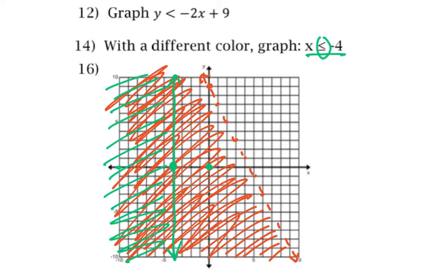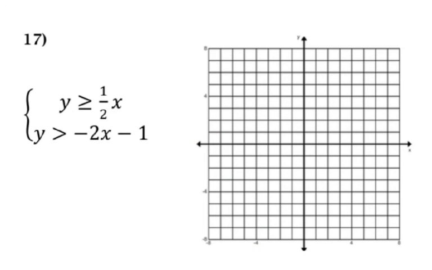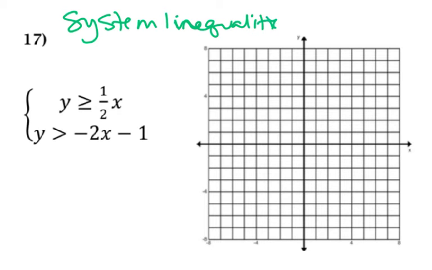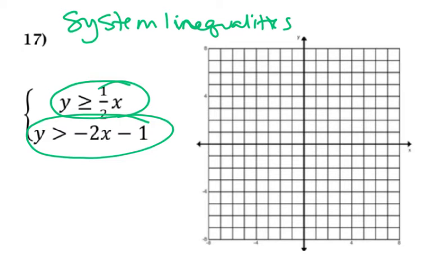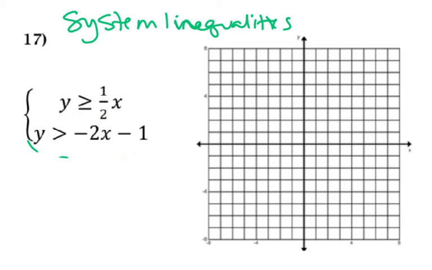So I have two graphs on one graph. Two inequalities on one graph. Okay, so number 17, we're going to do what's called a system of inequalities. So what a system of inequalities is, I have solutions for that first one. I have solutions for the second one. What I'm doing is I'm finding solutions for both of them.